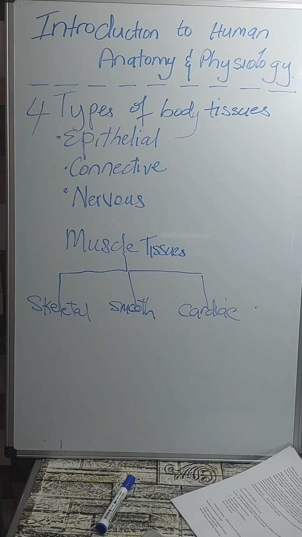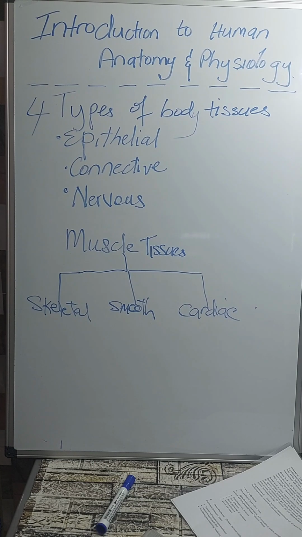Now we're moving on. We have 4 types of body tissues: the epithelial, the connective, the nervous, and the muscle tissue. And muscle tissues are further broken down into 3 types: the skeletal, the smooth, and the cardiac. All of this information is in your textbook. Now you're going to use your pool question book to find questions related to this topic that we have completed here.